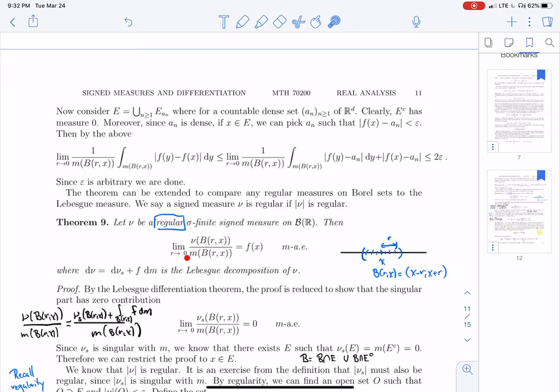Then when I take the limit r to 0, so I shrink that box, this is equal to f of x, m almost everywhere. Now what is f of x?